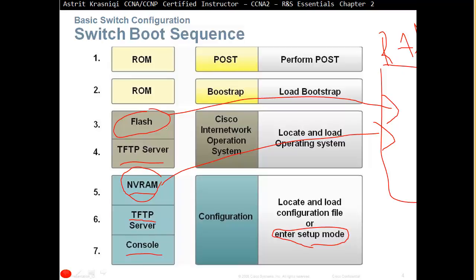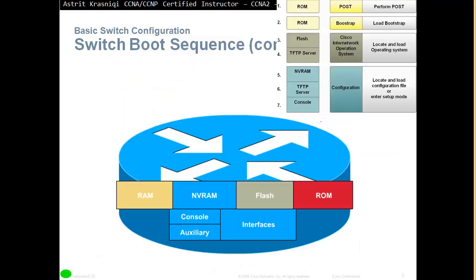In flash, we do store other files as well. This is just like a storage. We can store the VLAN database, we can store other files as well. Flash is another type of non-volatile memory, which means that you don't need electricity to retain the data. NVRAM is non-volatile RAM, that's what it says from the word. So here we can put the startup configuration and it will retain the data without power. RAM is volatile, so it does need electricity to retain the data.